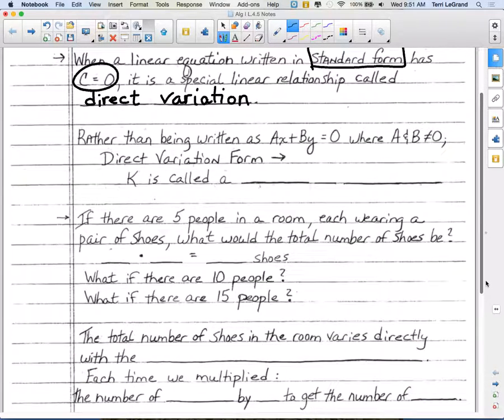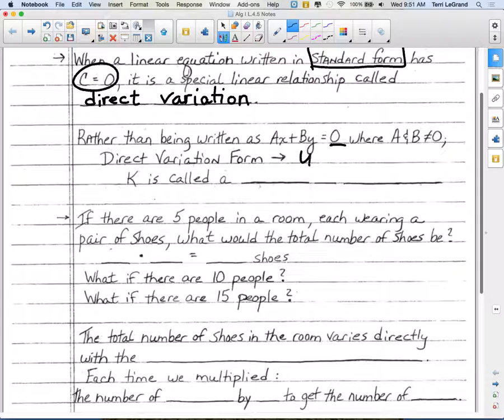But here's the deal, rather than writing it as ax plus by equals 0, rather than having that c be 0 and writing it as something x plus something y equals 0, remember in direct variation we have to have both x's and y's, by the way, so a and b cannot equal 0. The only thing that equals 0 is c.